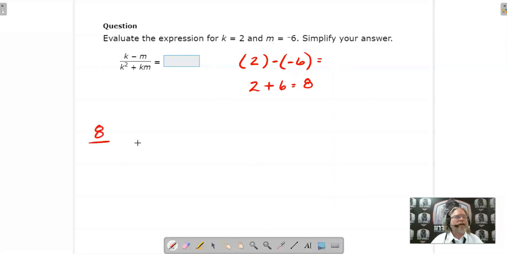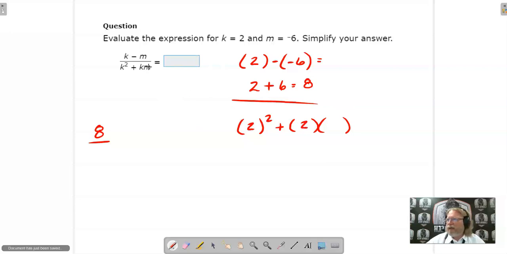Just put that numerator as 8. And then I have the denominator, which is some number squared plus some number times some number. This is the denominator I'm working on. So k is 2, and then k is 2 again, and m is negative 6. So let's go ahead and do the exponents first here.